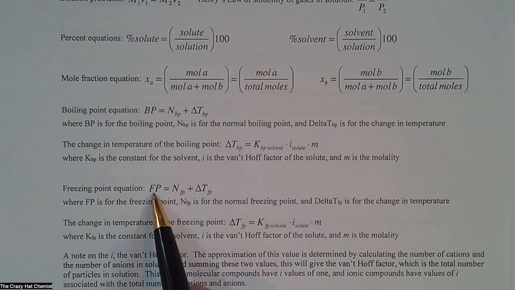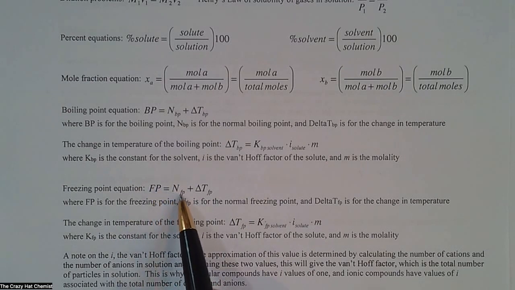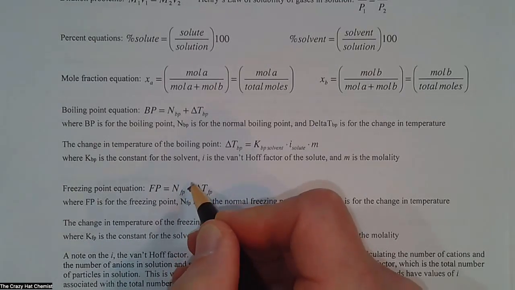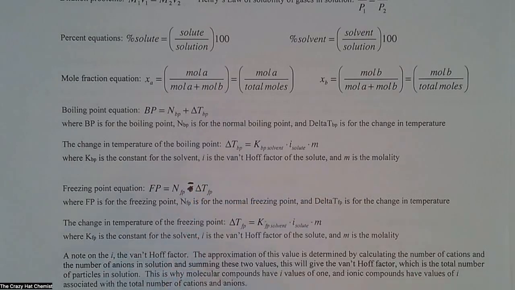And then we have the freezing point equation. FP is for freezing point. The freezing point is equal to the normal freezing point plus the change in temperature of the freezing point. Actually, what we're going to do is, depending on the constant and what that is, many times this right here is going to be a negative sign. So I'm going to change this to a negative sign for our purposes here.